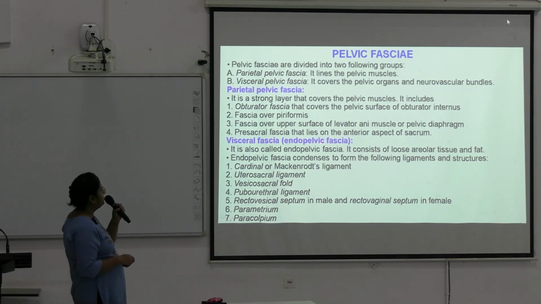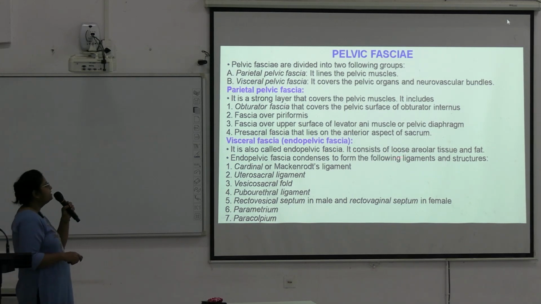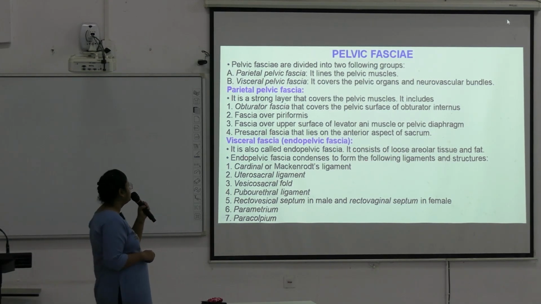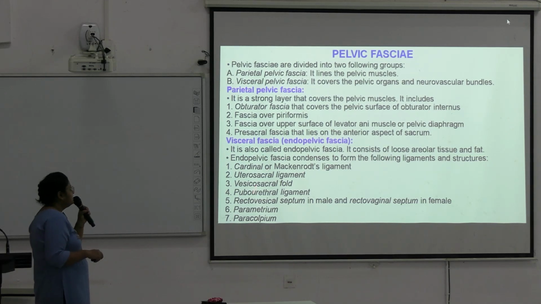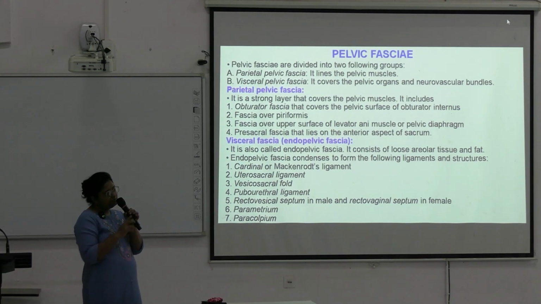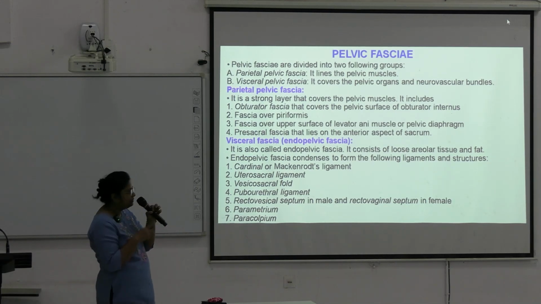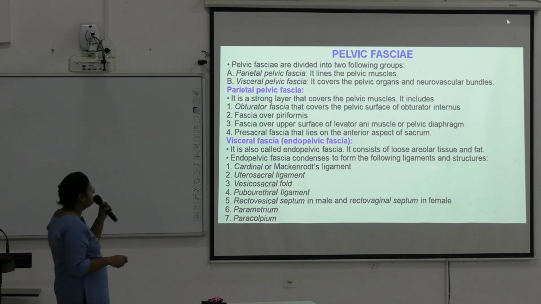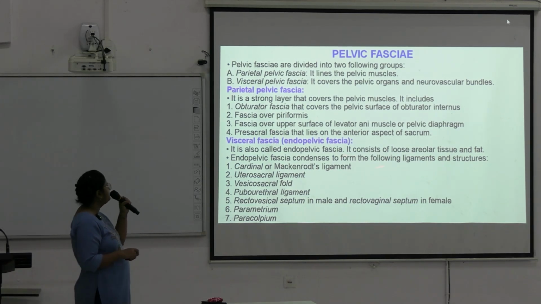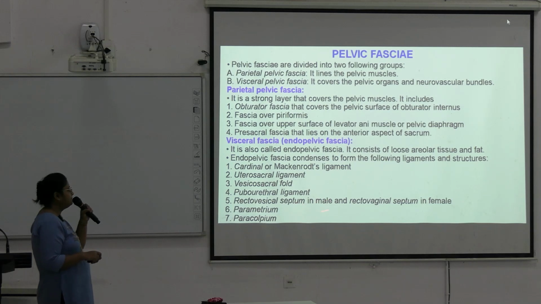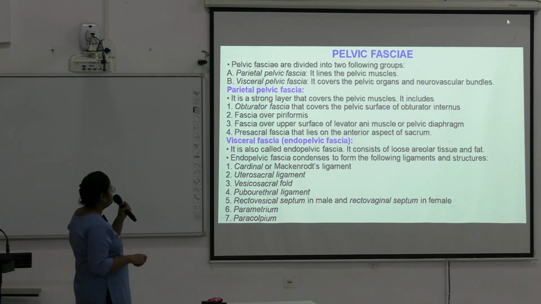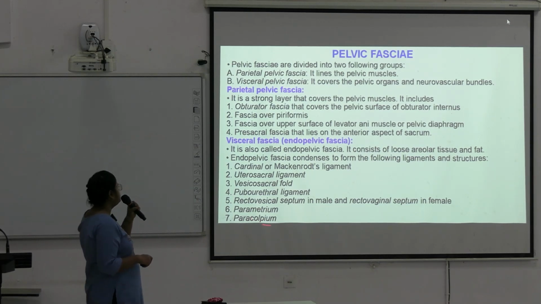Next is visceral fascia, also called endopelvic fascia. It consists of loose areolar tissue and fat. Endopelvic fascia condenses to form the following ligaments and structures. These ligaments are important supports of the uterus. Support of the uterus is very important, a long question in your theory. So this endopelvic fascia condenses to form these ligaments: cardinal or Mackenrodt's ligament, uterosacral ligament, vesicosacral fold, pubourethral ligament, rectovesical septum in male, rectovaginal septum in female, parametrium and paracolpium. Colpium means lying around the cervix. So these are the important condensations of endopelvic fascia forming ligaments.